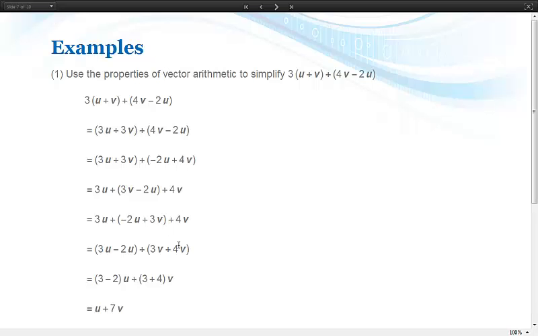And the only reason I could actually do this process, the only way I could simplify this vector expression, was to know which properties apply, that vector addition is associative, commutative, and I have my distributive properties.